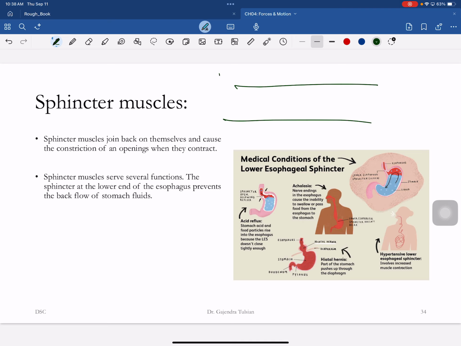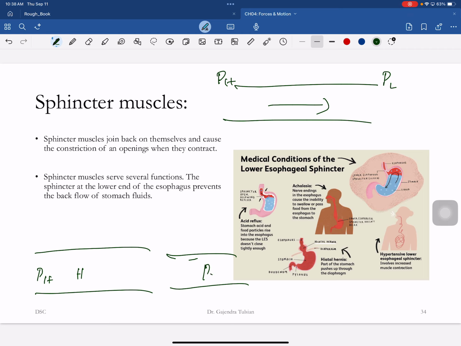So in a pipe, if you want to make a fluid flow in this direction, you have to have higher pressure here and lower pressure here. In your stomach, you have acid. The pressure in your stomach is higher than in your esophagus. The pressure in your esophagus is lower. What should happen to all this acid? You lay down and it should come up, flowing into your esophagus. What's the problem with this donut?